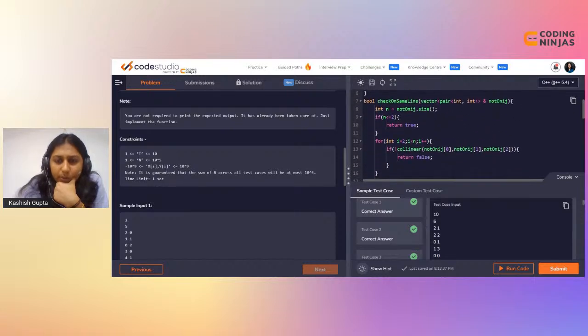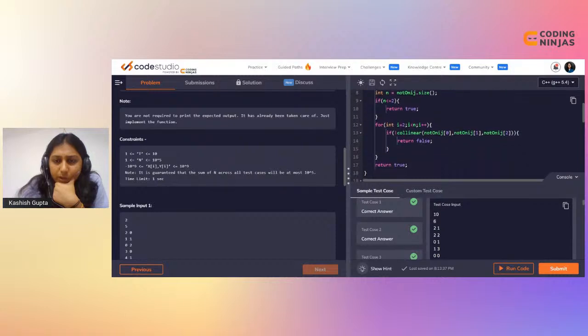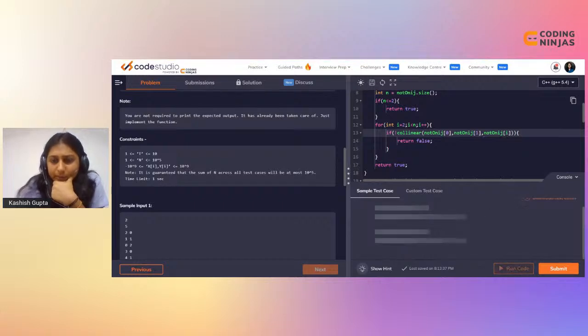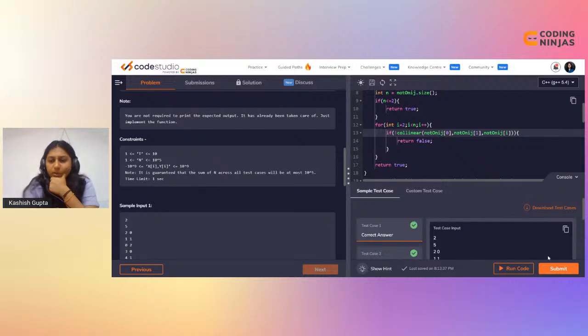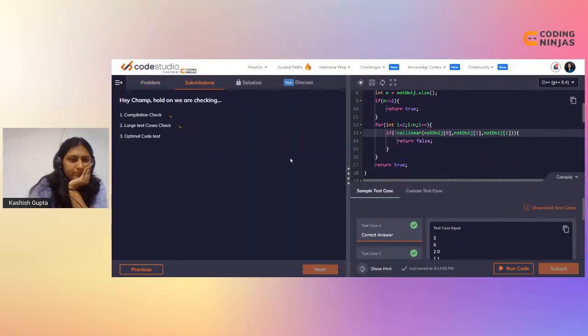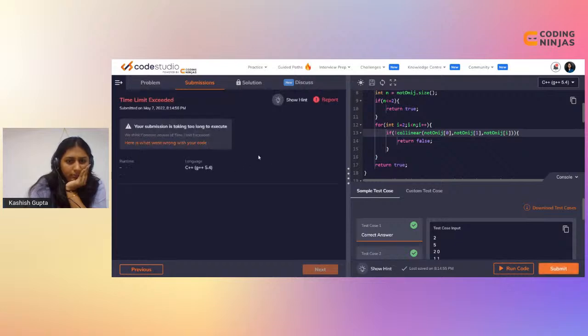Okay. So we came here, and we stored its size here. If it is less than equal to 2 we return true. i is less than n, i plus plus. So if it is not collinear, 0, 1 and 2, not this, here i will come. This passed. Time limit exceeded. Hmm.